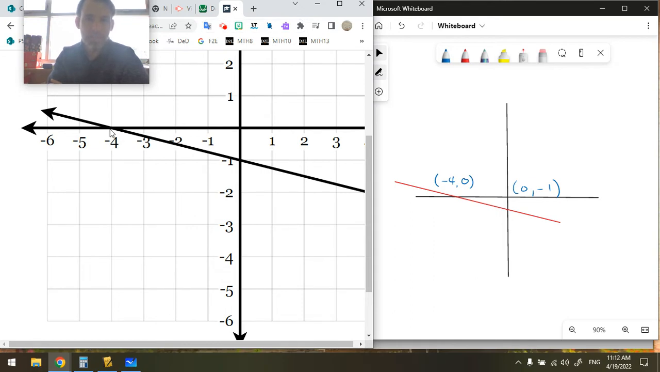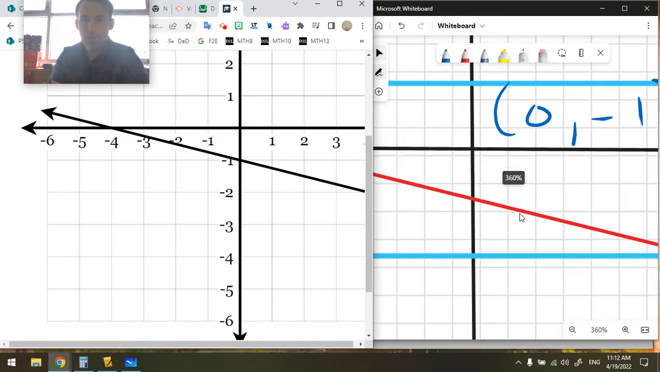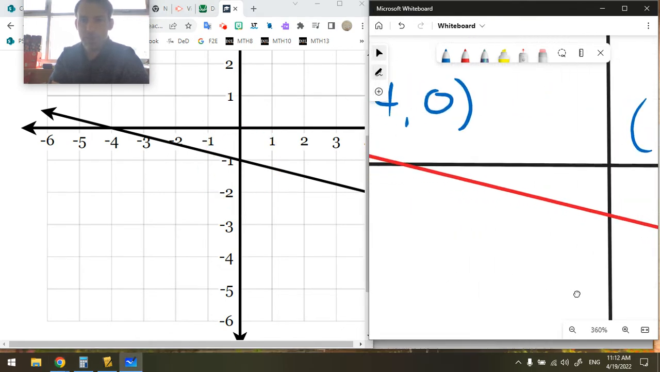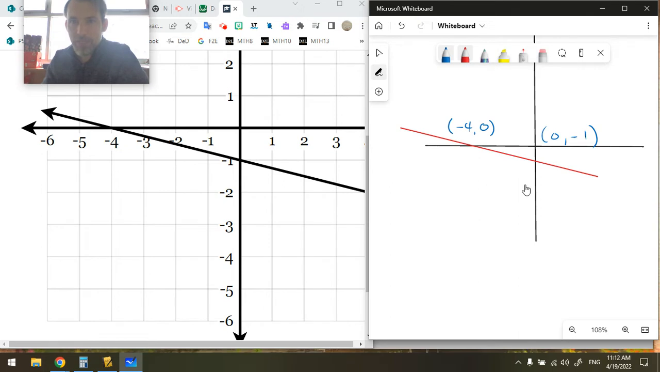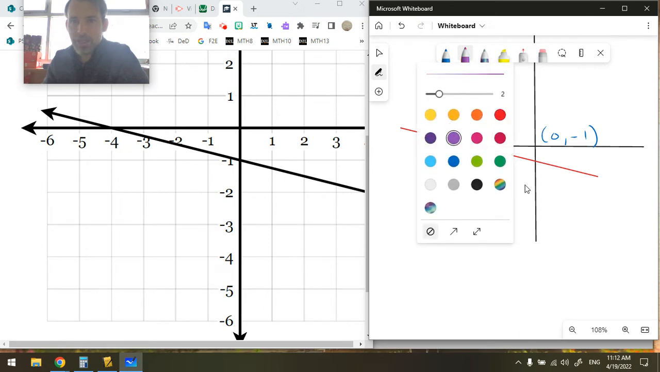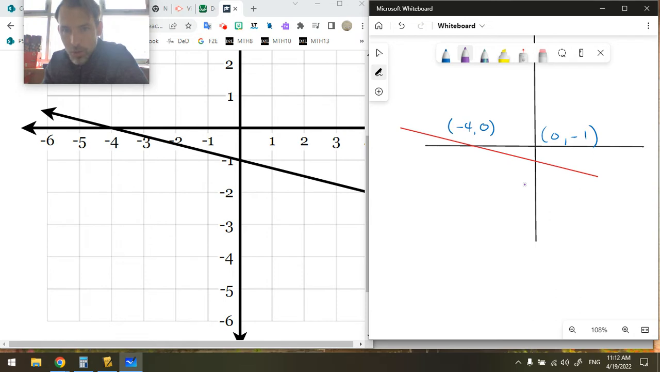Notice that I'm focusing on the points (-4, 0) and (0, -1). What we have here is an example of a rate of change. Let me zoom out a little. This is the way you want to think about it. If I go down by 1, I would have to go over by 4. This is decreasing by 1 in y and increasing by 4 in x.